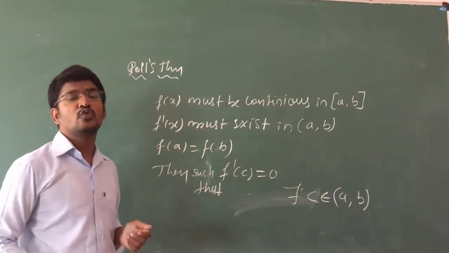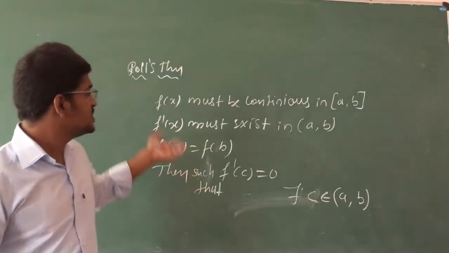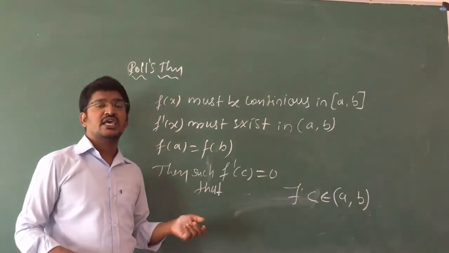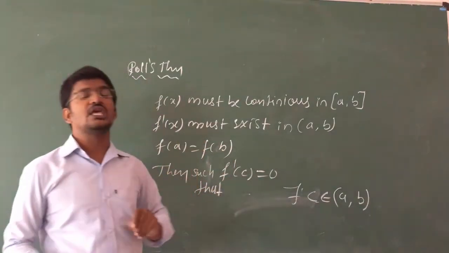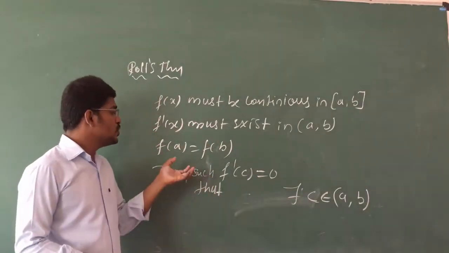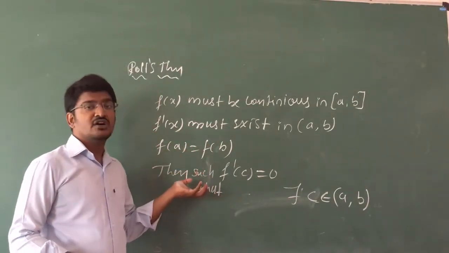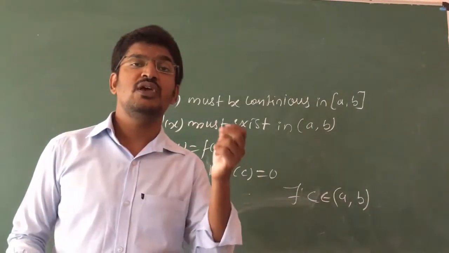This is how to verify Rolle's theorem. If all these conditions are satisfied, then we say Rolle's theorem is verified at the point C. If you check all these terms and understand them, solving the problems will be very easy.